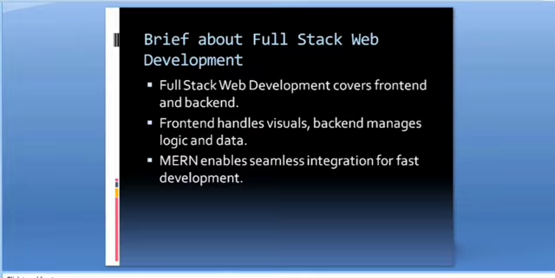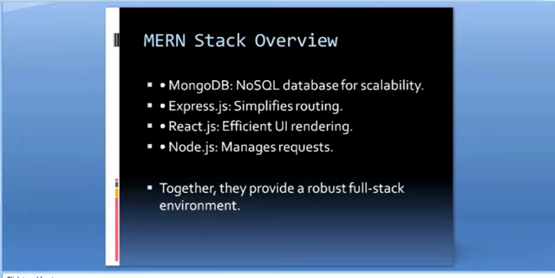Front-end development commonly uses technologies such as HTML, CSS, JavaScript, and React.js to create attractive and responsive interfaces. Backend development usually uses Node.js, Express.js, and a database like MongoDB to handle requests and store the data. Full-stack development provides an understanding of how every part of the website works together to create a smooth user experience. And coming to the next slide, which is the MERN stack overview.